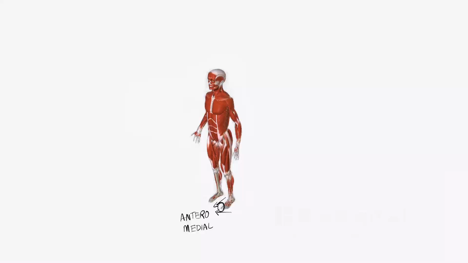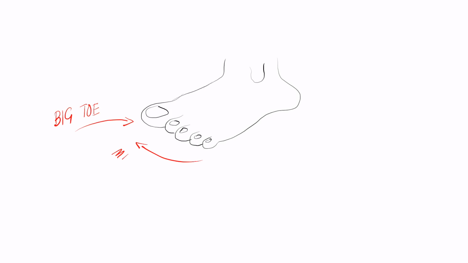So now keep in mind that as you go on, you'll most of the time mix these terms together to help describe structures in relation to other structures. For example, the big toe is located anteromedially on the foot. And what that means is that the big toe is in the front and on the inner side.